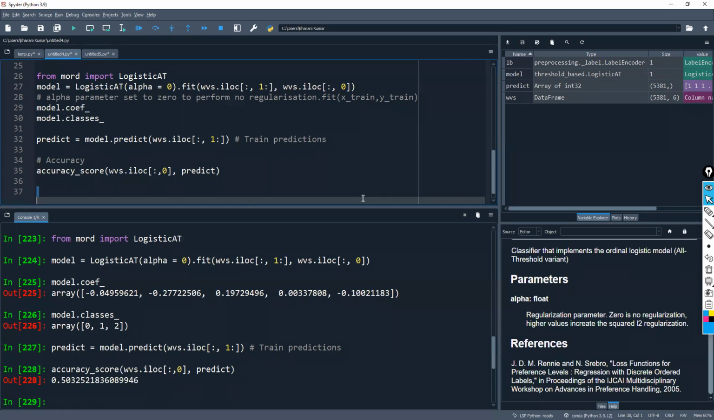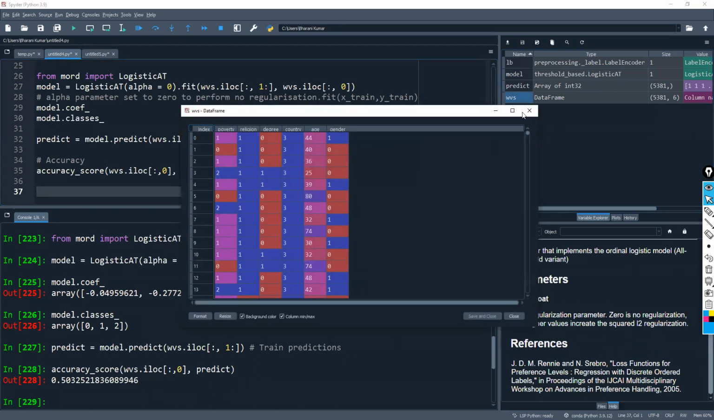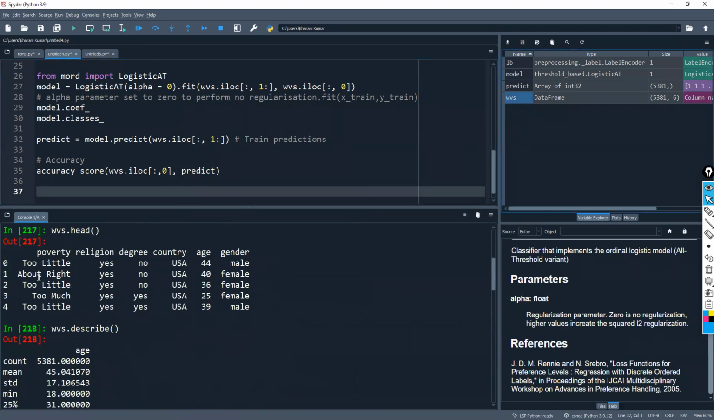But usually your multinomial regression gives you good results. Even if it's ordinal data, just apply multinomial as well. But by doing that, you are losing the effect of order. In this data, you have a sequence, you have an order of poverty. The sequence is too little, about right, too much. That sequence order will be lost. Sometimes that order is very, very important, even if you get slightly less accuracy. Okay.